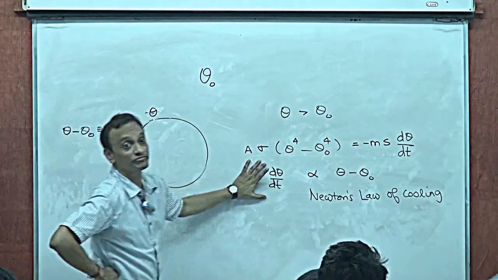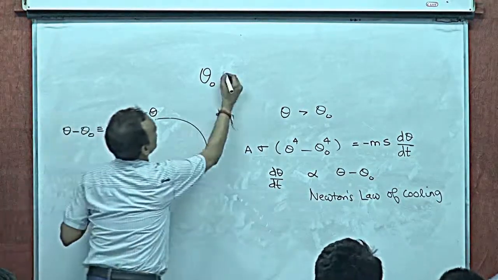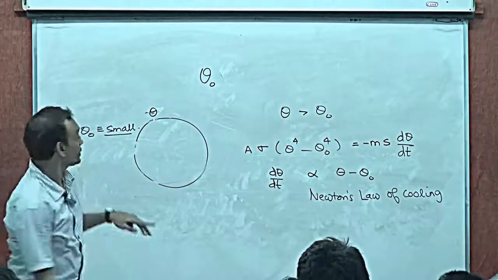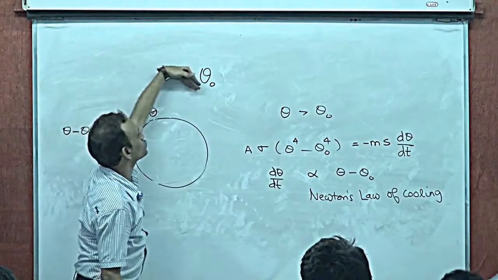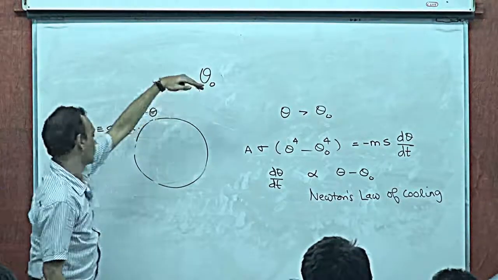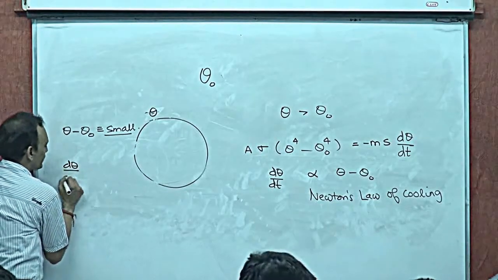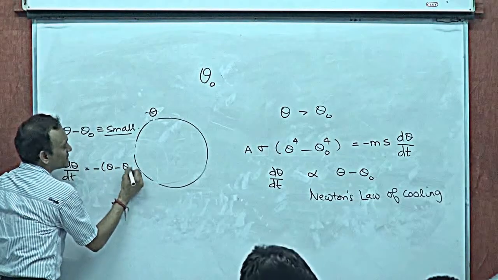So this is the rate of cooling. Essentially, say the surroundings are at temperature theta naught, which is not going to change significantly with time, but theta will change significantly with time, right? And let's say theta minus theta naught is small, then d theta dt would be some minus C at any given instant of time, times theta minus theta naught.